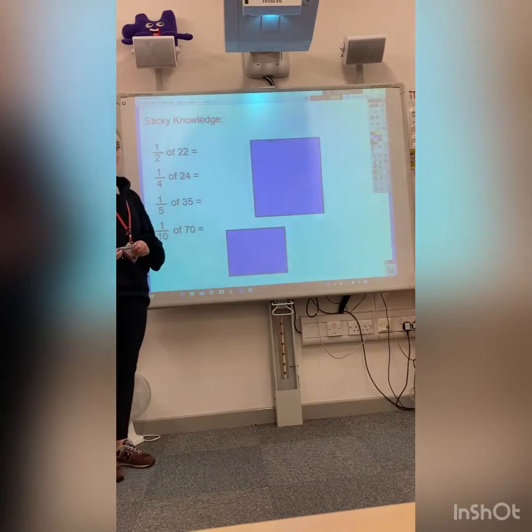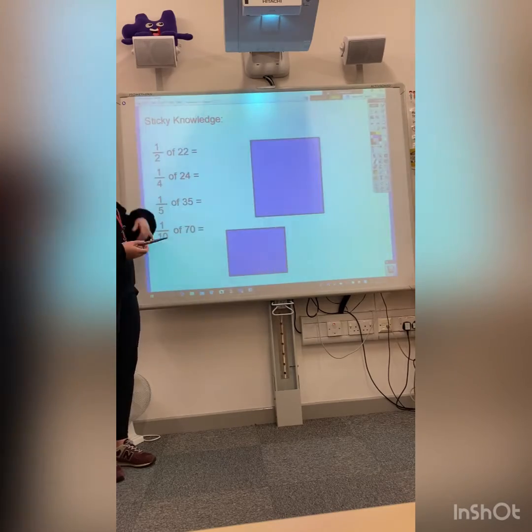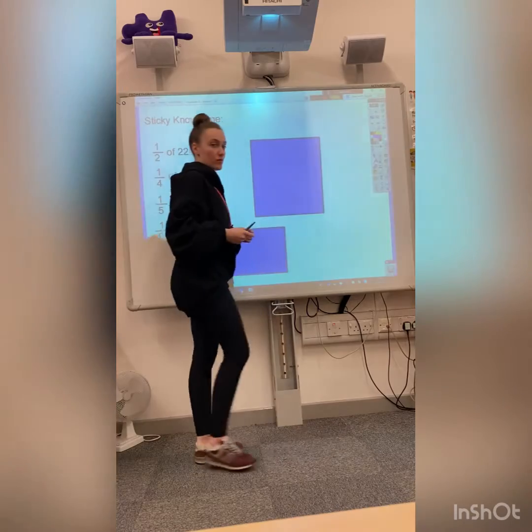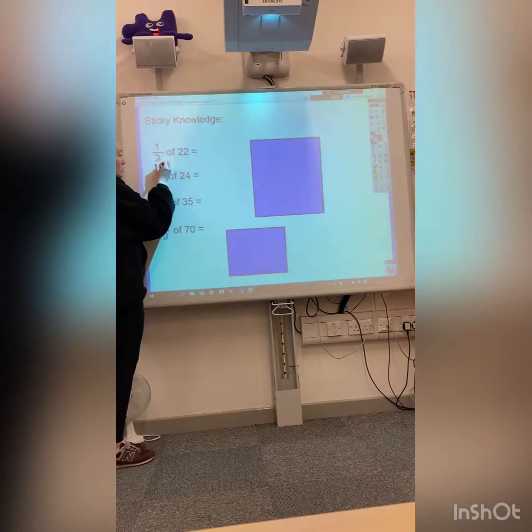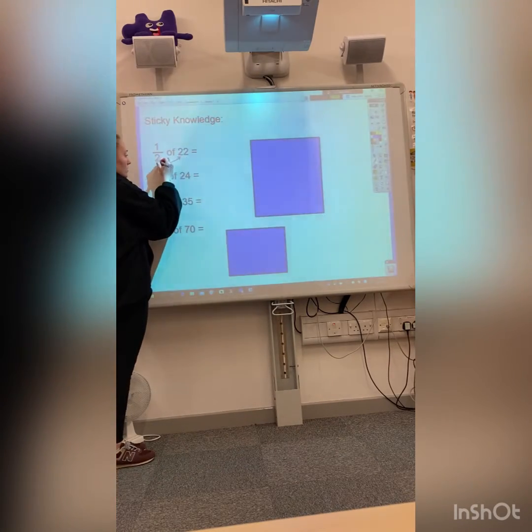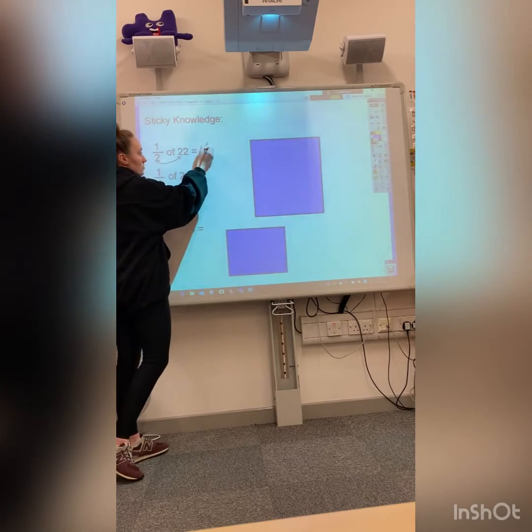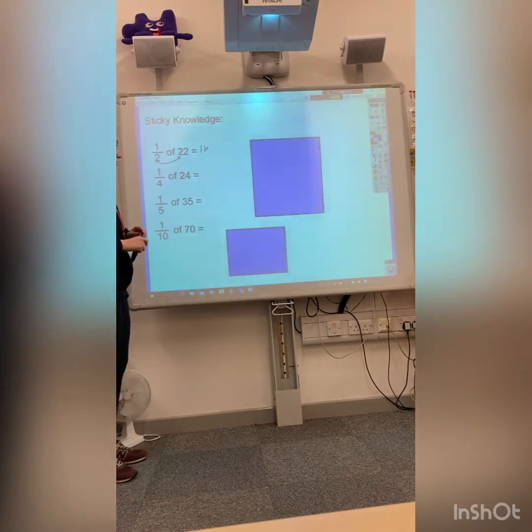But first we're going to start with our sticky knowledge. So we've got 1/2 of 22. Remember, to find a half of something, we see how many 2's go into 22. If you counted our 2's, we would know that 11 2's go into 22. So half of 22 is 11.